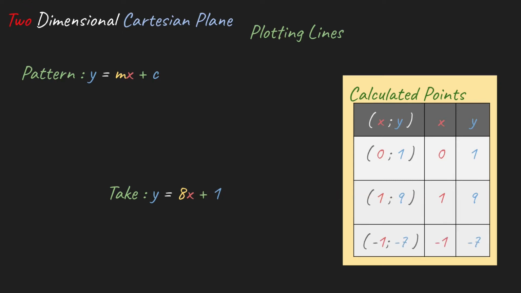And I normally just go to minus 1. So if we put minus 1 into the 8x over here as the value of x, then you get minus 8 plus 1, and you get minus 7. So these are 3 points we can use to draw the graph.